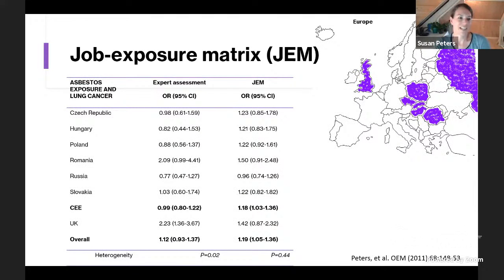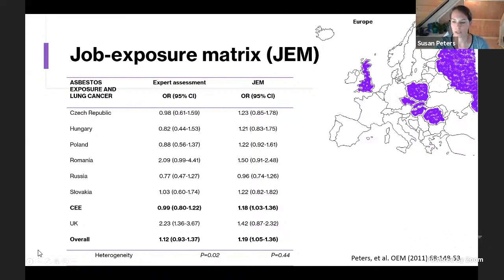So I already said expert assessment is often considered the gold standard. So what we did is, with a JEM we developed a while back for different exposures, but this is for asbestos, we compared that with the gold standard of expert assessment. I don't want to go into details, but this is a multi-center study on lung cancer. You can see the colored countries on the map of Europe. And the expert assessment was done, and that was what the original study was based on.